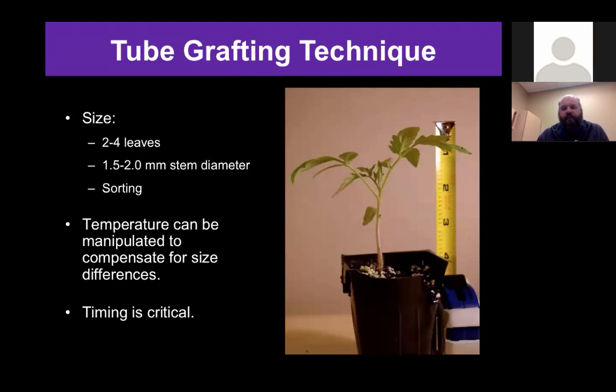But it is really important to make sure that you're keeping a close eye on those plants. I've seen it happen a lot of times where it will sneak up on people, and all of a sudden the plants are too big for grafting, and you don't want that to happen.